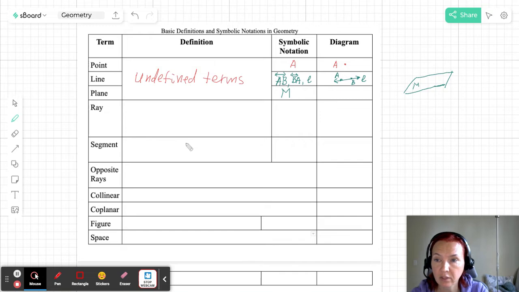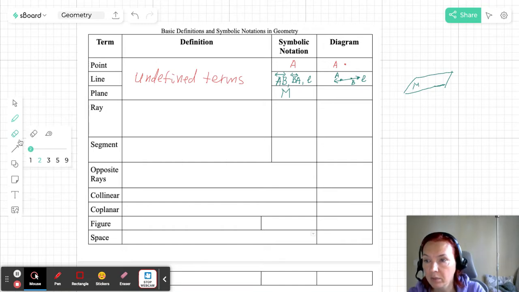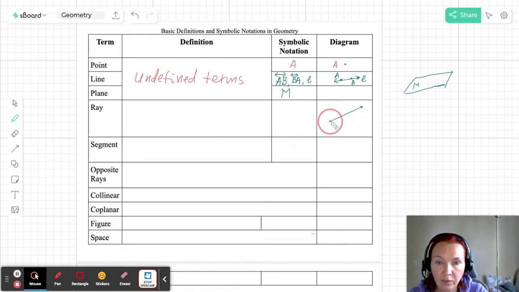All right, now next one is ray. Let's draw a ray, write a symbolic notation, and then we're going to write down a definition for a ray. A ray is similar to a line, but it does not go both directions. A ray will actually start at some point, and it is important to have this point first when we label it. And then it goes through some other point, and it keeps on going. Line was going both directions, ray only goes into one direction.